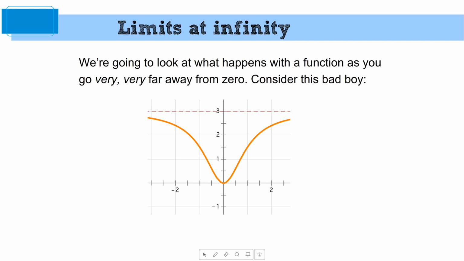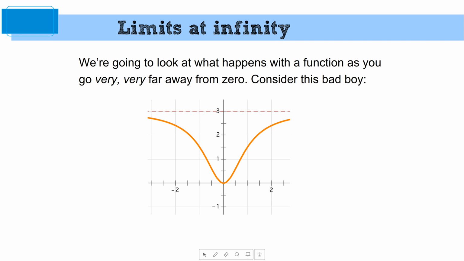Okay, so I've got a function that has a horizontal asymptote at 3. In that little chunk of that picture, which goes from about 2.5 or 3 to negative 3, you see what that function is going to do. And as I zoom out, that value is going to get closer and closer and closer to 3.